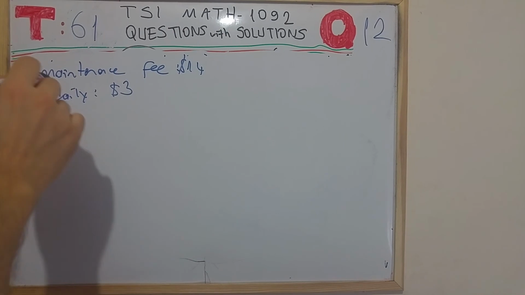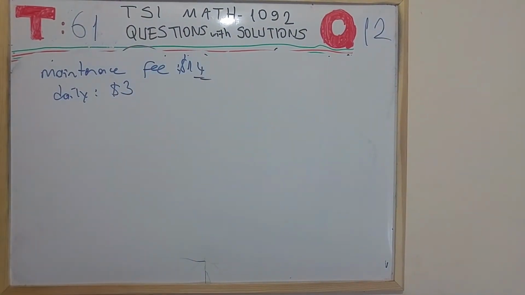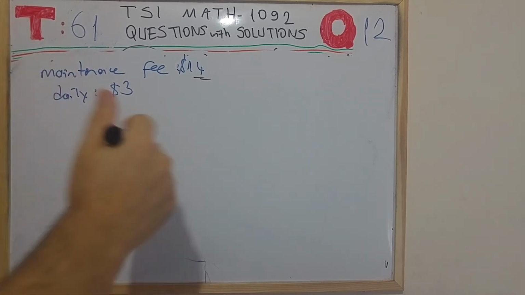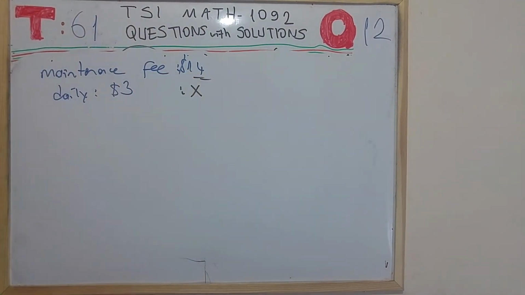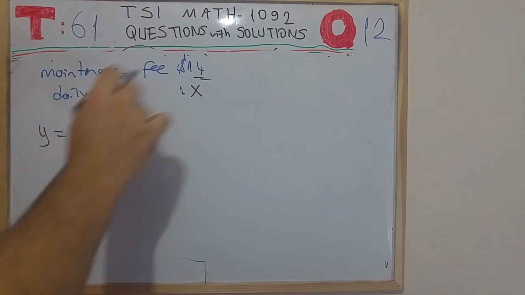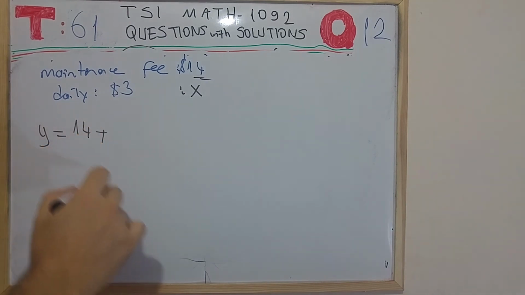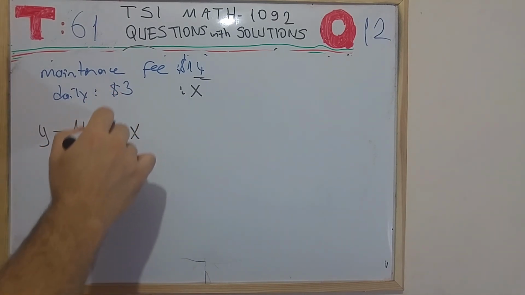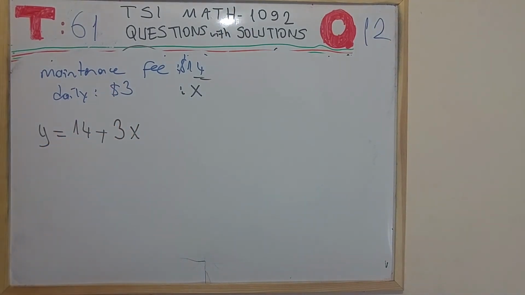In this question, maintenance fee is constant, $14, and daily fee only changes as $3 per day. So this is the independent variable. The dependent variable then would be equal to 14, which is constant dollars, plus they charge $3 daily. This is the function.